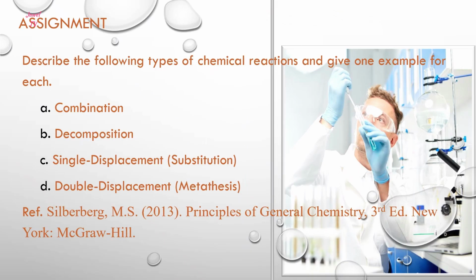For your assignment, describe the following types of chemical reactions and give one example for each. Letter A, combination reaction. Letter B, decomposition reaction. Letter C, single displacement or substitution reaction. And letter D, double displacement or metathesis.